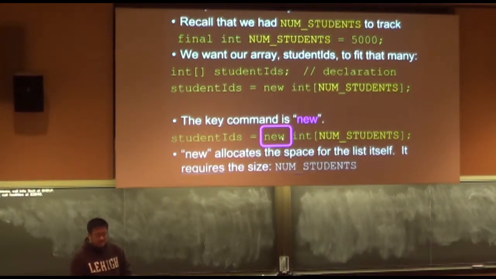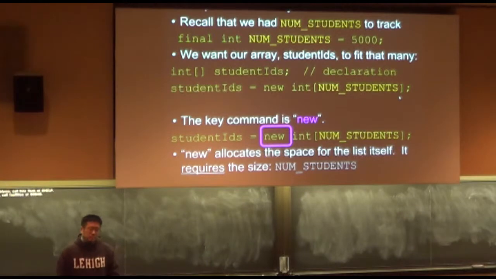And then after that new, you have a space, and then in order to find out what is exactly going to be allocated, it's an integer array of size num students. So that's written type, square brackets, size, square brackets.